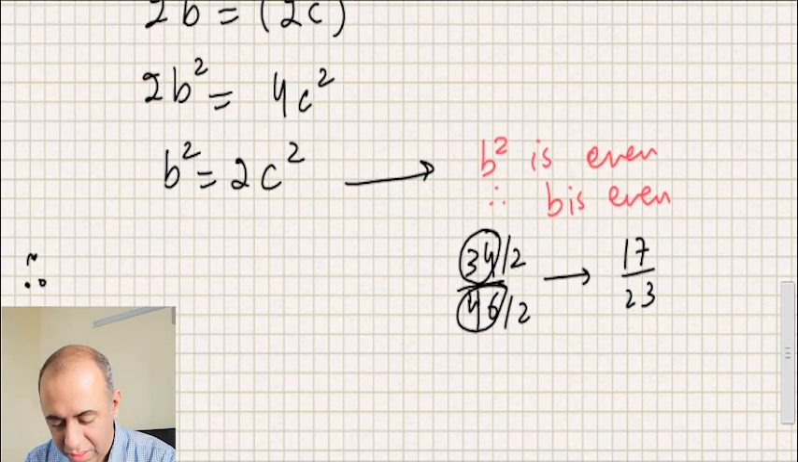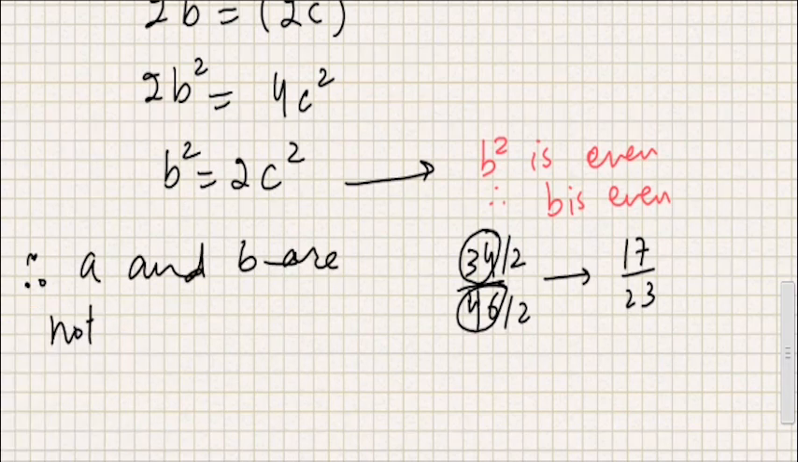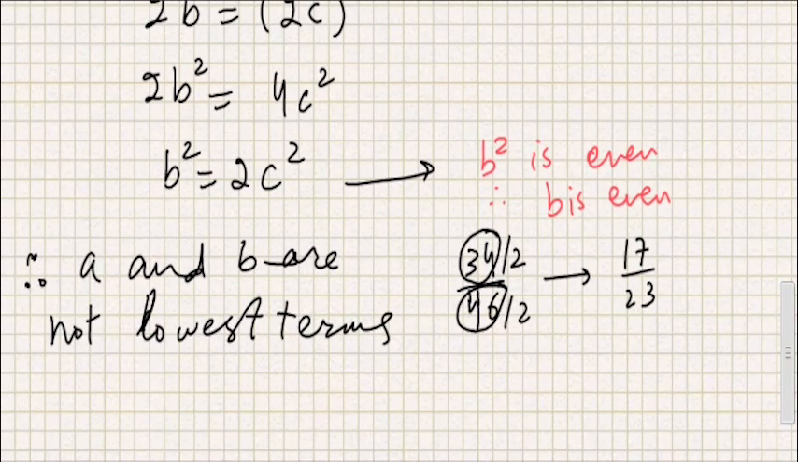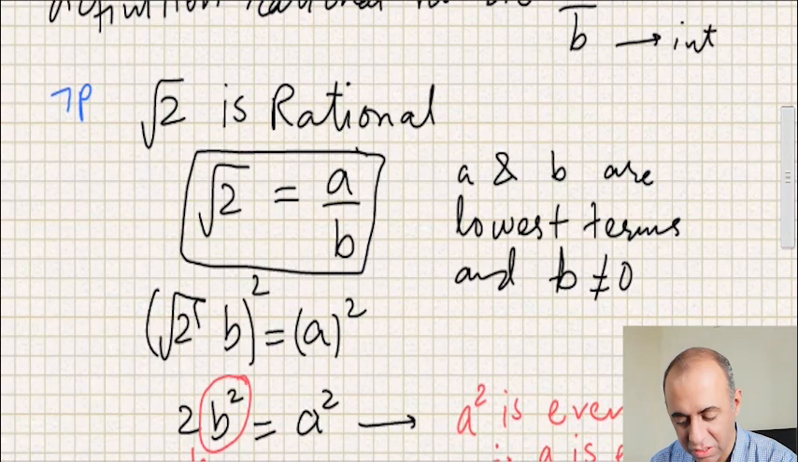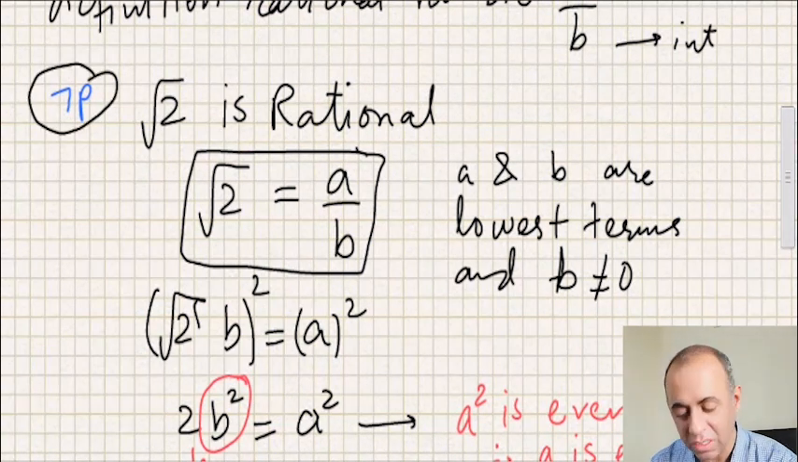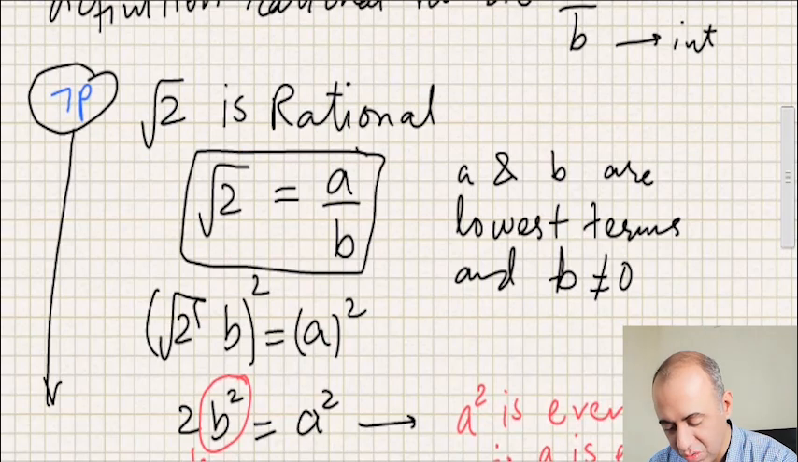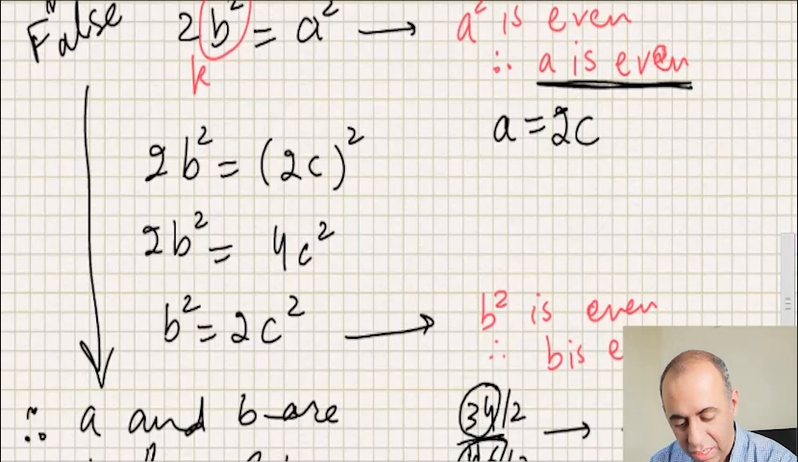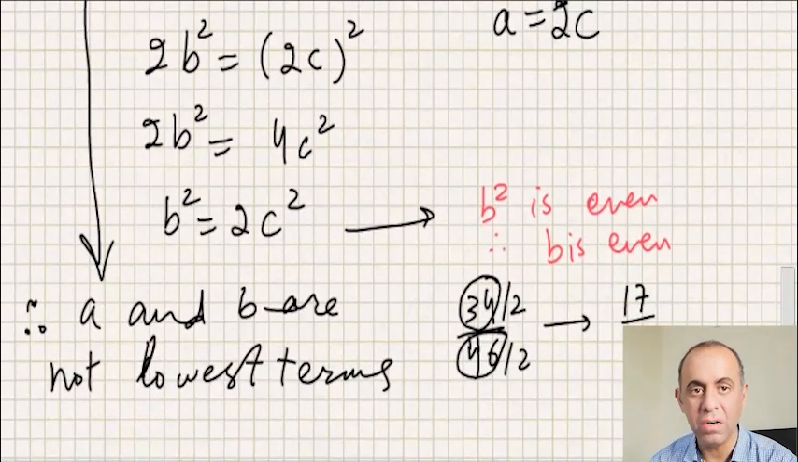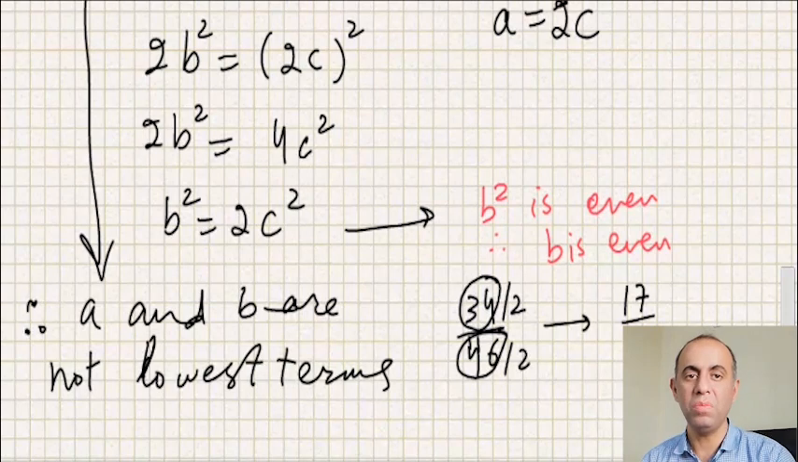Therefore, a and b are not lowest terms. And what does that lead us to? It leads us to the fact that the assumption that we made, that a and b are lowest terms, and that we are expressing square root 2 as a fraction of lowest terms, was false. In other words, not P was false. So we have found out that not P is false. Why? Because of this contradiction. And this is the contradiction that proved that not P is false.